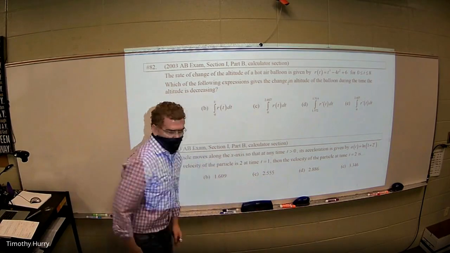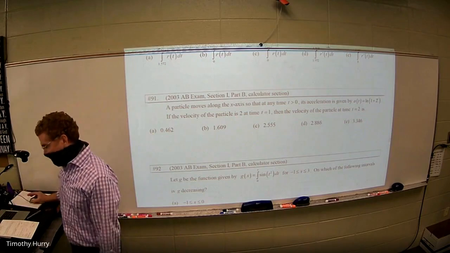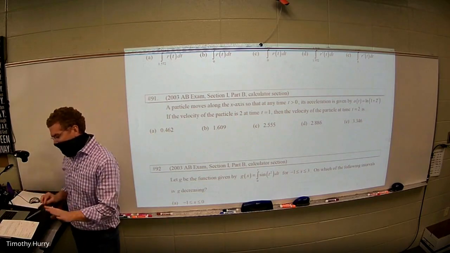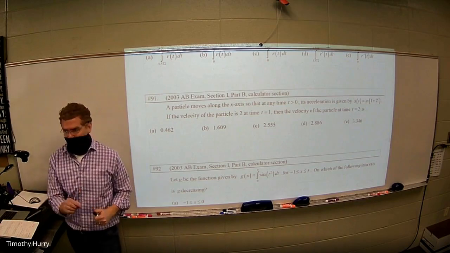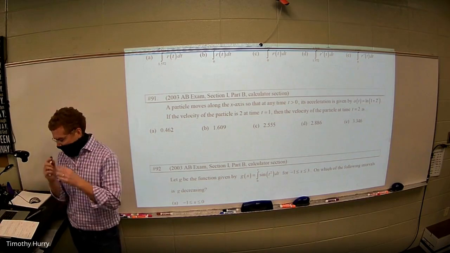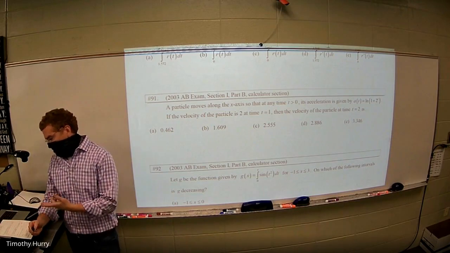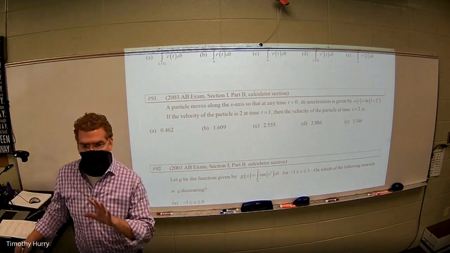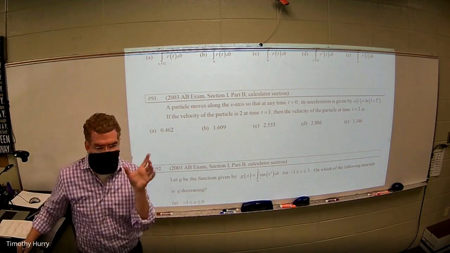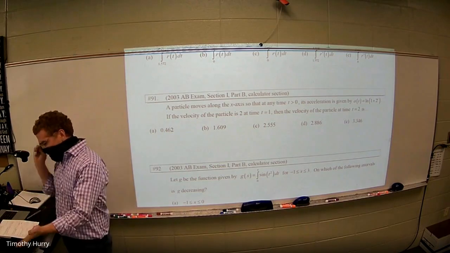All right, look at this next one. A particle moves along the x-axis so that at any time t that's positive, the acceleration is given by a of t. So you've got the acceleration function. And by the way, have you noticed that they are giving you equations that are just a little bit ugly from time to time? So if it's a calculator problem, again, remember you're holding your calculator. Use it, okay?